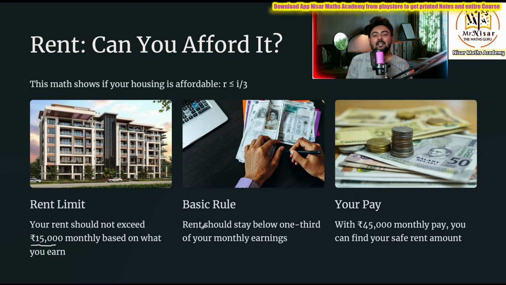What is the basic rule? Rent should stay below 1/3 of your monthly earnings. This is the rule which we follow. So whatever you earn, your rent should be below 1/3 of your earning. Now suppose your pay is 45,000. Monthly you are getting a salary of 45,000. So you can find your safe rent amount. For this I have written a simple maths here children. This math shows if your housing is affordable, your rent should be, come on tell me, your rent should be less than or equal to 1/3 of your income.